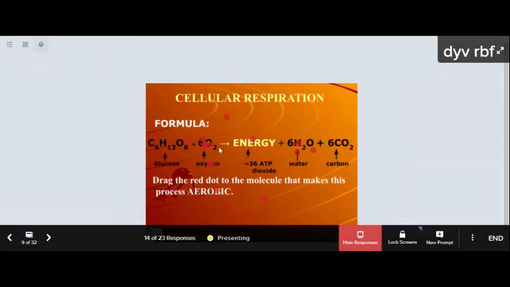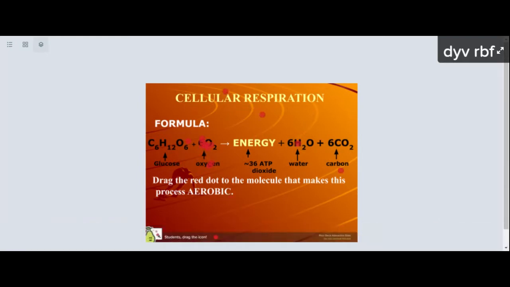The oxygen, yes! Oxygen is what makes it aerobic. On the left side here, that oxygen alone makes it aerobic. Think about aerobics. You're doing aerobic exercise, like, I'm breathing, I'm getting some oxygen. Aerobics, you need that oxygen. So when you have oxygen present in cellular respiration, it's called aerobic respiration.